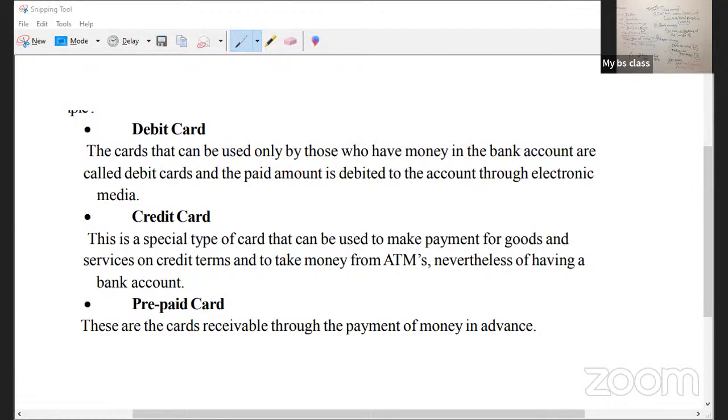So you need to write the examples for e-money, first one. I have put the spaces for debit, credit, and prepaid. For the explanations, you have to find a separate space, or if you can fit into the same place, that would be fine. But if not, you have to find some space to write the explanations.